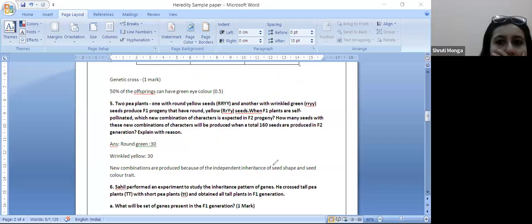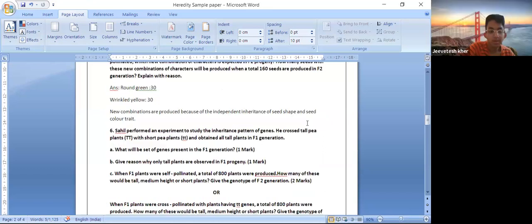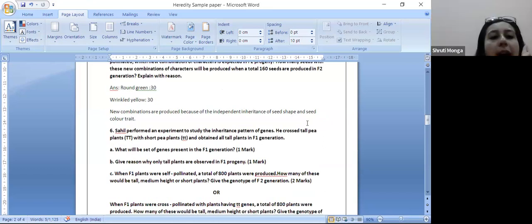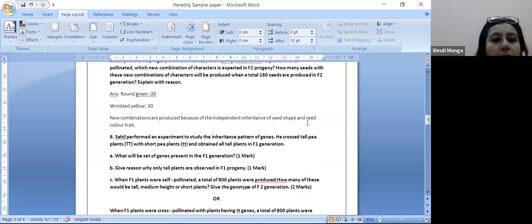Okay. Let's do one thing. Let's do this last question, question six, for today. Sahil performed an experiment to study the inheritance patterns of genes. This would be the last question.